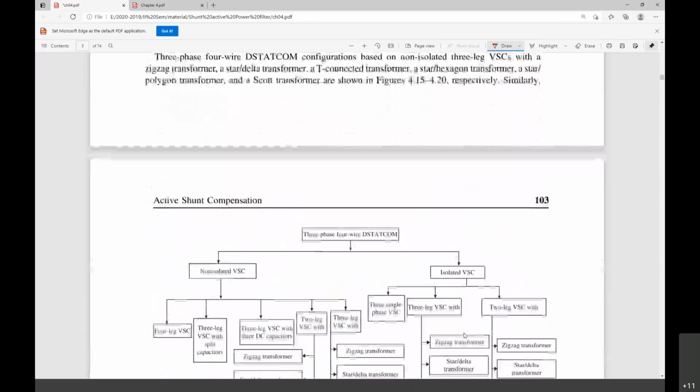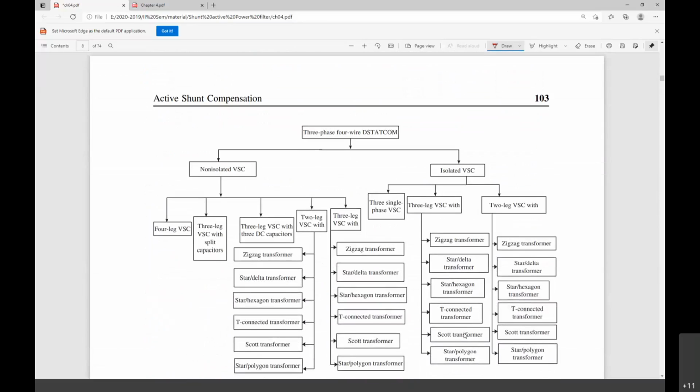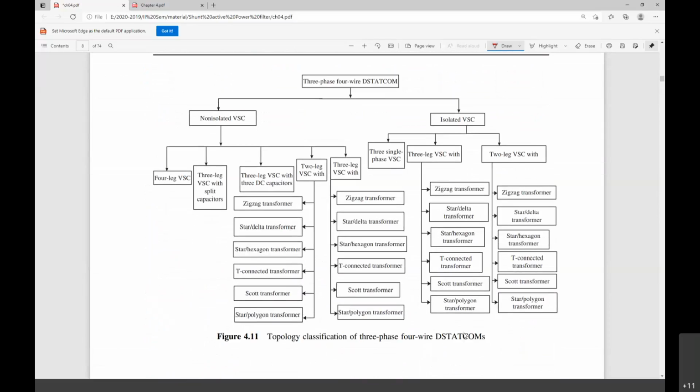Especially in a 3-phase 4-wire D-STATCOM, we have a non-isolated VSC. Earlier we have seen a 3-phase 3-wire D-STATCOM. This is about the 3-phase 4-wire D-STATCOM, a non-isolated VSC which has the 4-leg, whereas the 3-leg VSC is split capacitor.